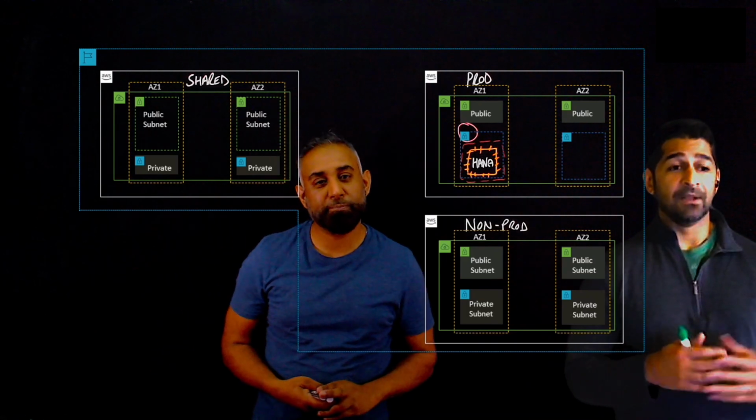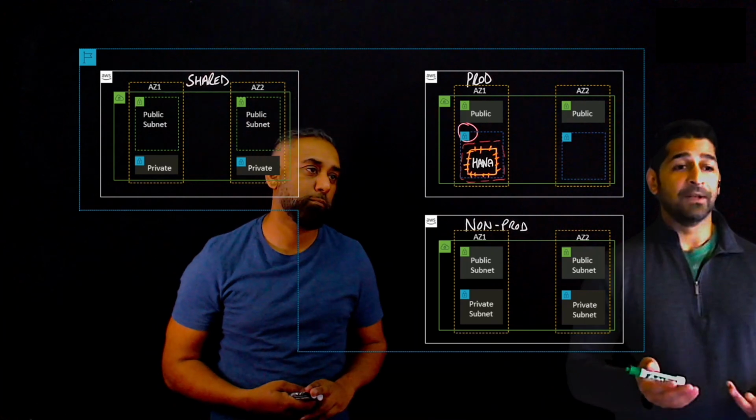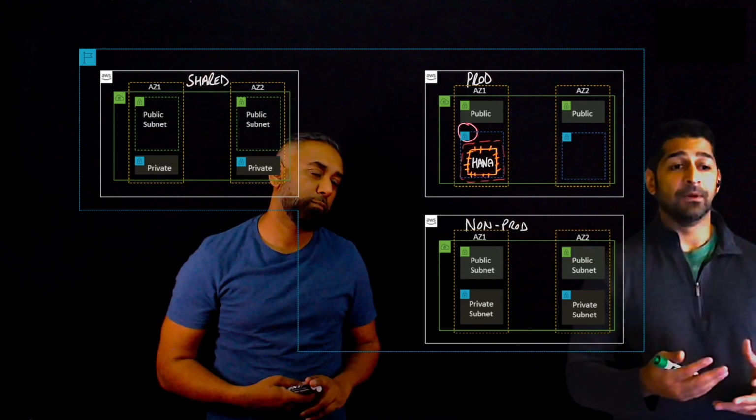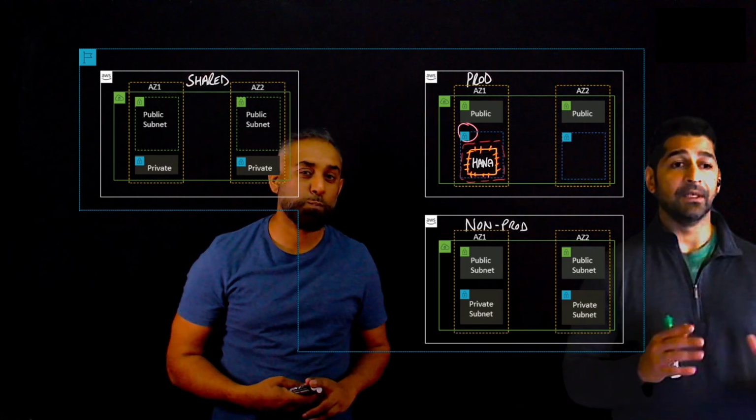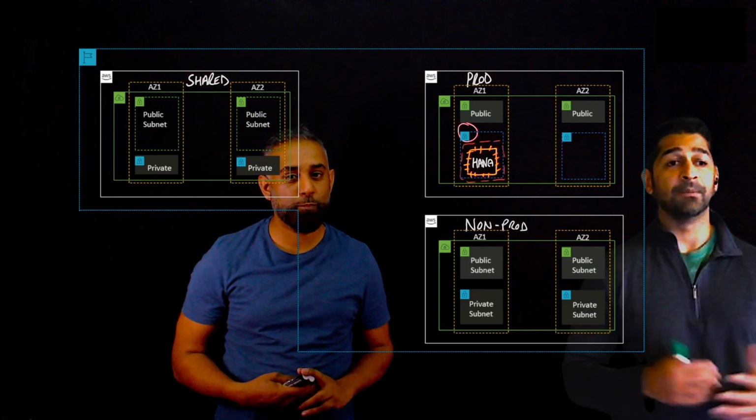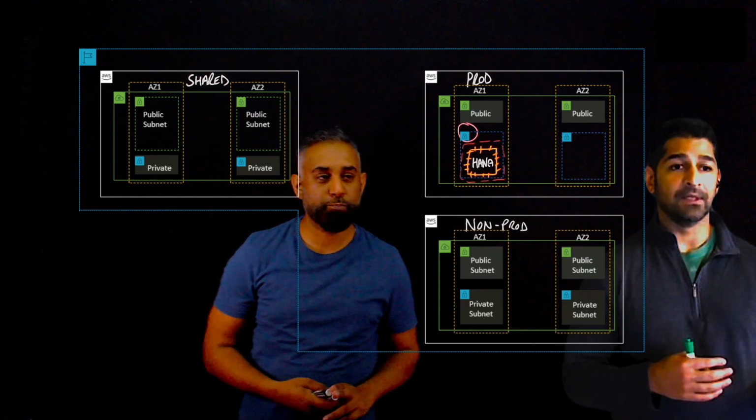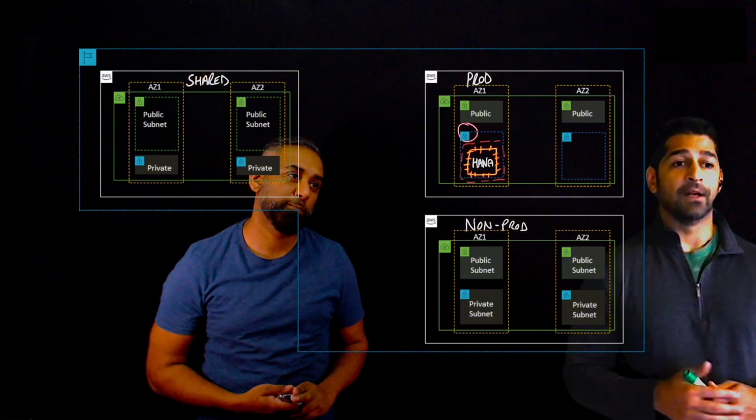So, it's all good that we set this up, but we need to be able to monitor this. And VPC flow logs is going to provide that ability to see that inbound, outbound traffic between, let's say, our shared services VPC to our prod.